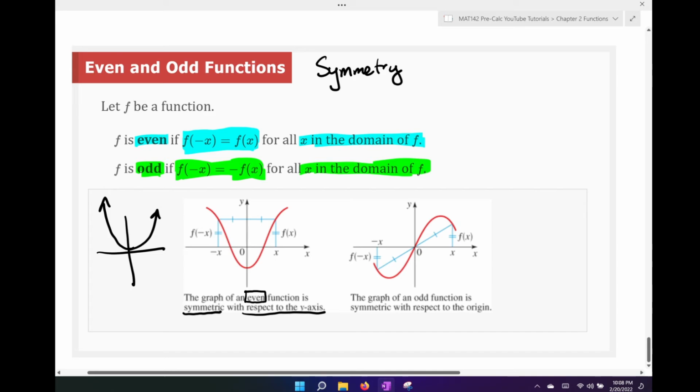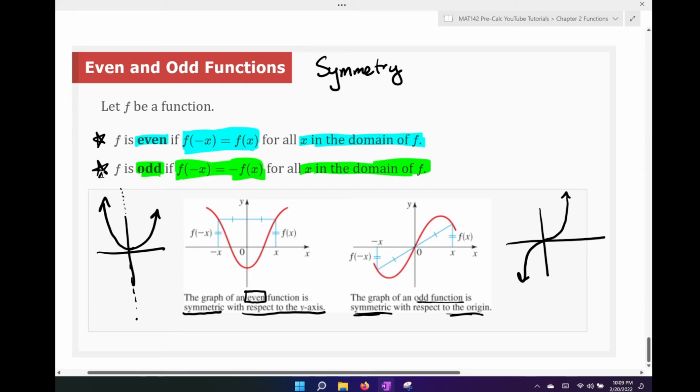Because notice, if I were to just kind of cut this right down the middle and fold it, both sides would be directly on top of each other. Okay? So that's what we mean by symmetric with respect to the y-axis. If you have an odd function, then you have symmetry with respect to the origin. A really easy example of that would be our cubic function right here. All right, so let me show you how to do this now using these definitions.